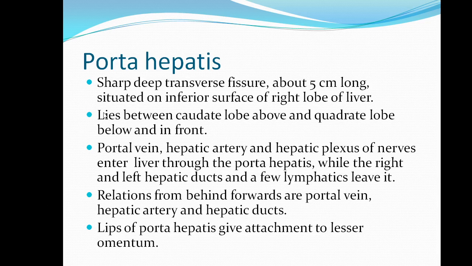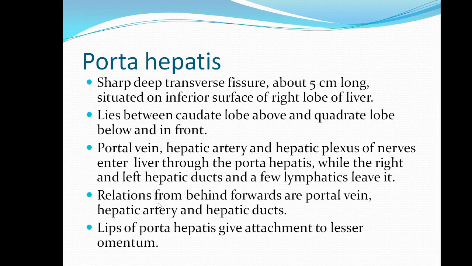Porta hepatis. This porta hepatis is a sharp transverse fissure about 5 centimeters long. It is situated on the inferior surface of the right lobe of the liver. It lies between the caudate lobe above and the quadrate lobe below and in front. The portal vein, the hepatic artery, and the hepatic plexus of nerves enter the liver through the porta hepatis, while the right and the left hepatic ducts and a few lymphatics leave it.